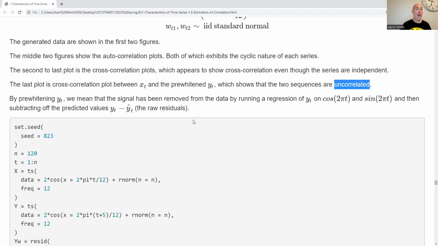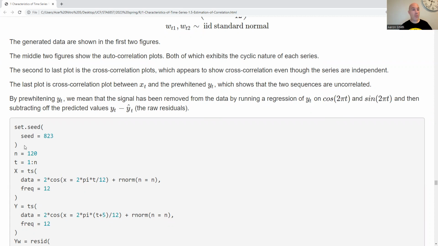How do we get the pre-whitened version? I'm going to take y sub t and regress on cosine. Instead of doing a cosine shift, we're doing sine, which is appropriate if you remember your trigonometry. Remember, sine and cosine are shifts of each other. So we're using cosine and sine, and we're going to do regression. Then I'm going to take the residuals off of that, and we're going to work with it from there.